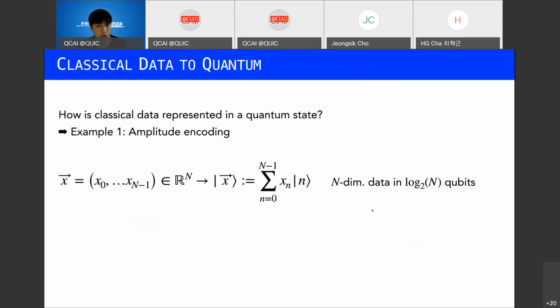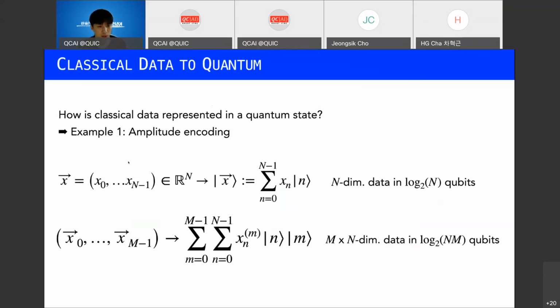And one way of doing this is called amplitude encoding, and the idea is to basically use the probability amplitudes of qubits. So for example, we're given n-dimensional data, and these elements in this n-dimensional vector, of course it has to be normalized, are directly encoded as a probability amplitude of log n qubits.